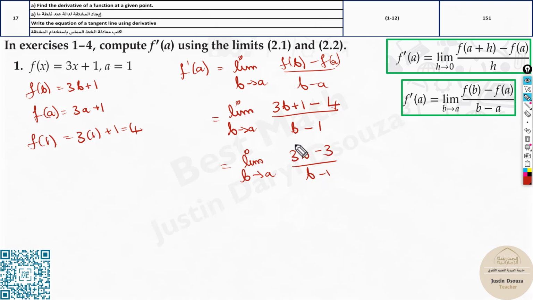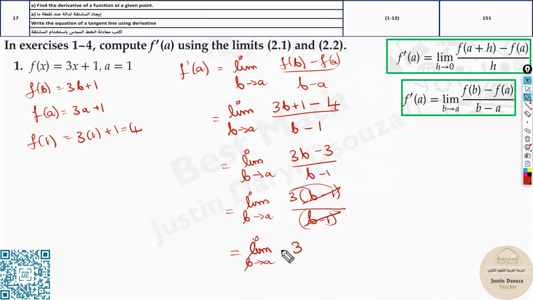Now here you can see 3 and 3 are common terms. We can take it outside. So limit as b tends to a, 3 is taken out. What is remaining? 3 minus 1 from distributive property. Now if you multiply this back here, 3 times b is 3b, 3 times minus 1 is minus 3. So it's balanced. What do we have here? Minus b minus 1. So numerator and denominator have the same terms. We cancel it off. And limit of b tends to a for 3, it's a constant. Limit of any constant is just the number itself. So answer is 3. Yes, that's correct.